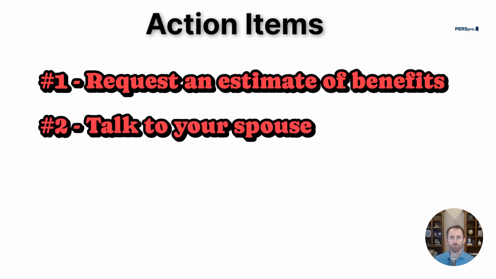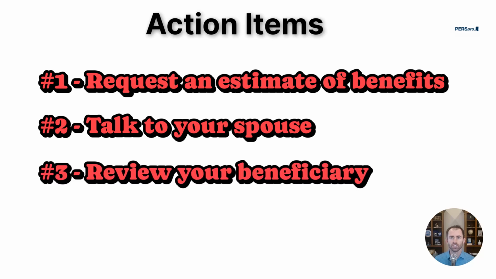2. Talk to your spouse. Ensure they understand that the benefit under Option 2 is for both your and their lifetime, and that the benefit available under Option 2 will be less than what is available under the single life annuity options. 3. Review your beneficiary. Ensure your beneficiary information is current. Remember, you can only select one under Option 2, and if updates are needed, file Form 1B with PERS.